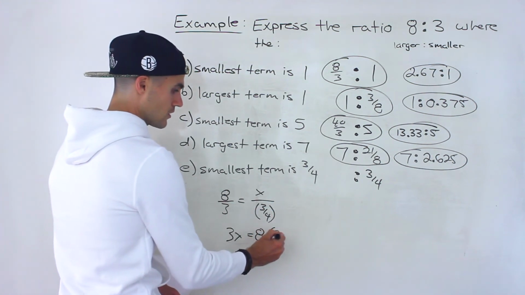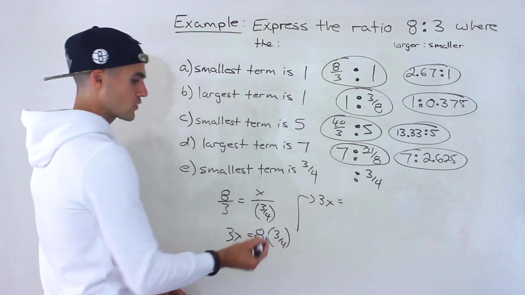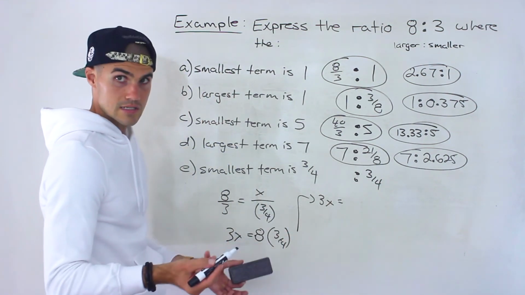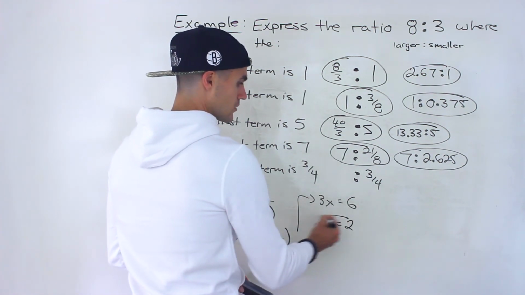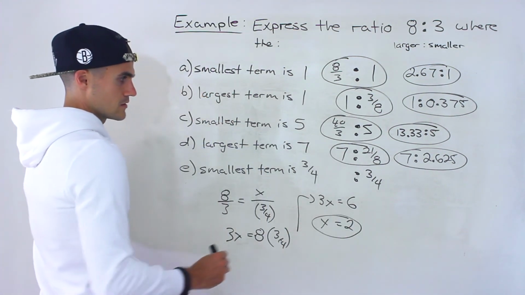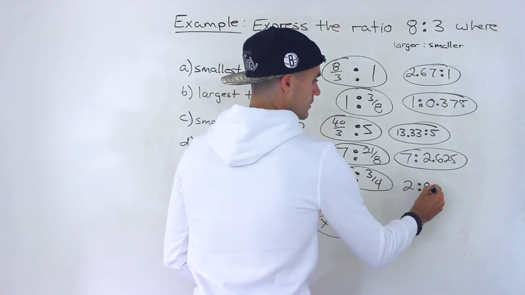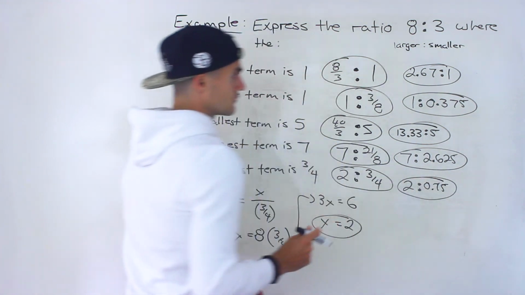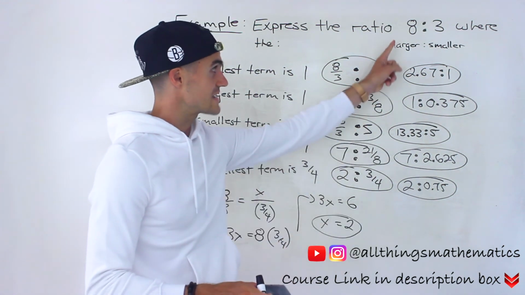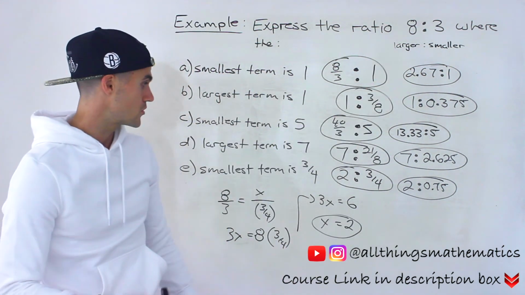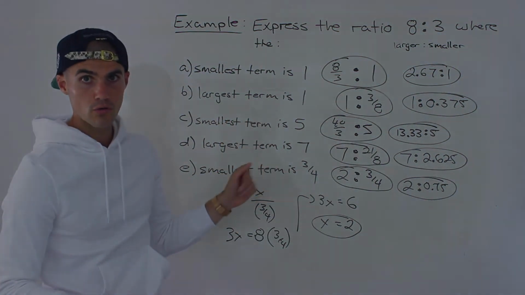8 times 3 over 4, like that. So then we'd have 3x equals, what's 3 over 4 times 8? That would give us 6. Divide both sides by 3. X would be 2. So it would be 2 to 3 over 4, or 2 to 0.75. Okay, so all of these ratios here that I circled, it's the exact same as 8 to 3, the exact same proportions. It's just what was specified was either the smallest or the largest term.